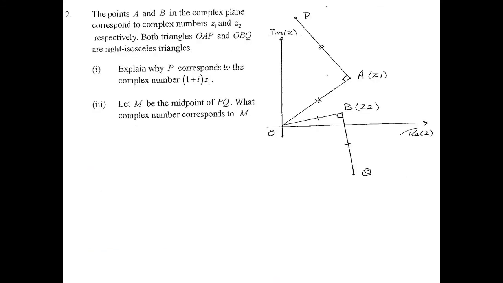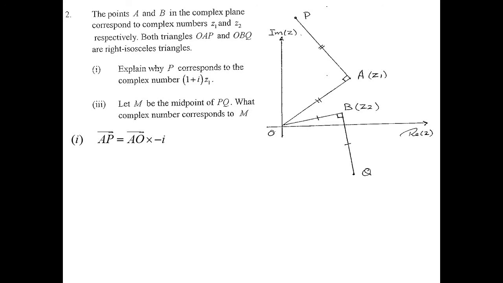So what are we being told here? We've got A and B, there's Z1 and Z2. We've got some triangles there, and they're both right-angled, or right isosceles triangles, so right-angled isosceles triangles. Part 1, explain why P corresponds to the complex number 1 plus i Z1. So what have we done? We've now got the vector AO, not OA. Well, you always rotate at the tail of the vector. So I'm not rotating the vector OA in this case, I'm rotating the vector AO.